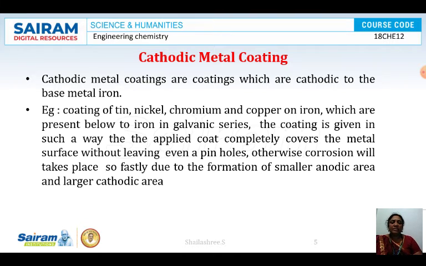The important thing here is that great care has to be taken so that not even a pinhole area is left out of the coating. If that small area is left out, because of the formation of a small anodic area and a larger cathodic area, corrosion will happen at a much faster rate than normal. So care has to be taken not to leave any small gap on the surface of the metal. It should be completely coated with the cathodic metal, otherwise corrosion will spread at a faster rate.